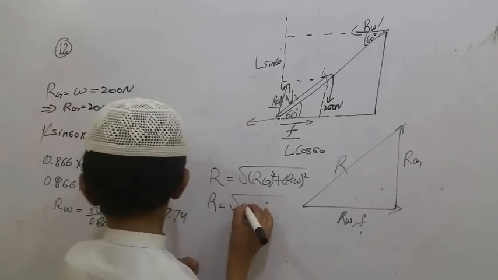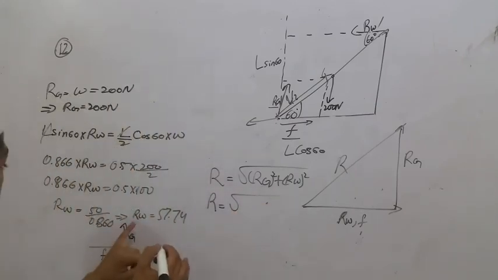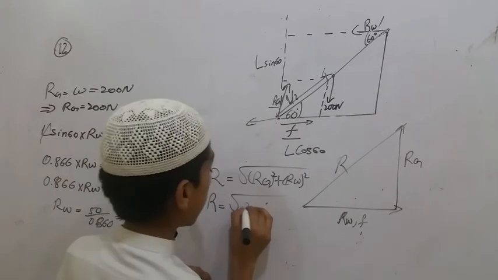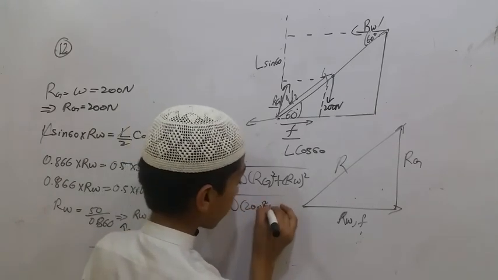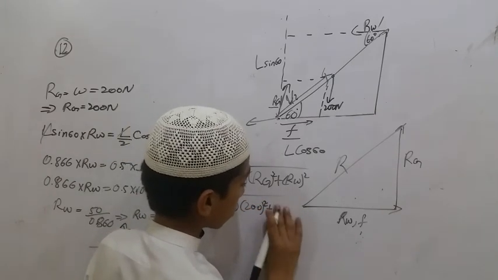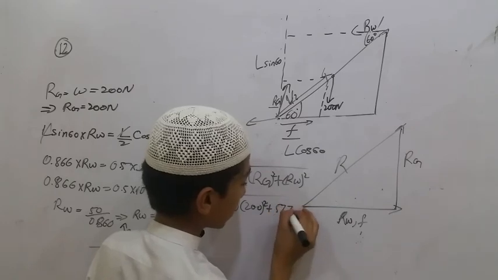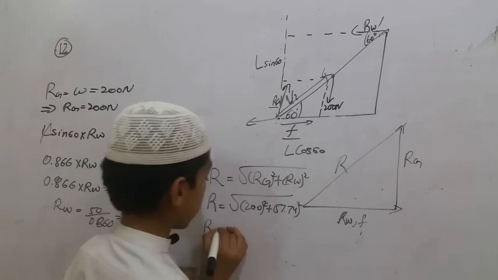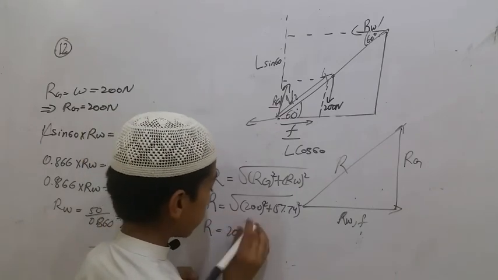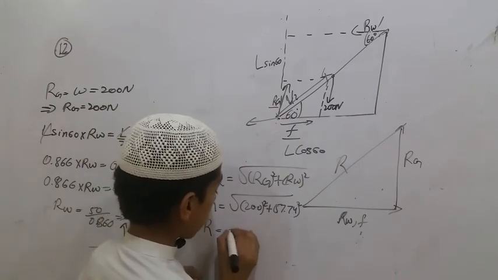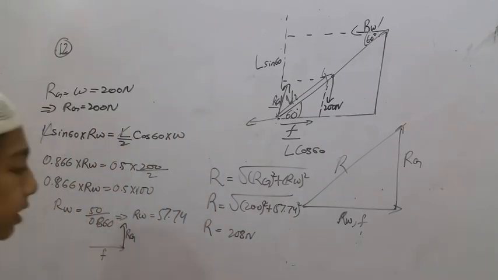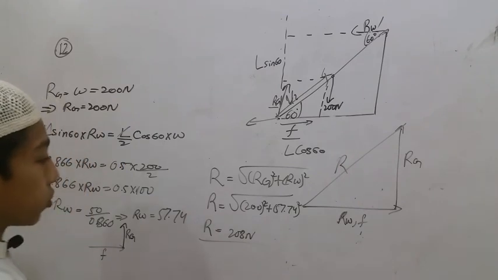R is equal to square root of 200 square plus 57.74 whole square. So R is equal to 208 Newton. This is the resultant of these two vectors.